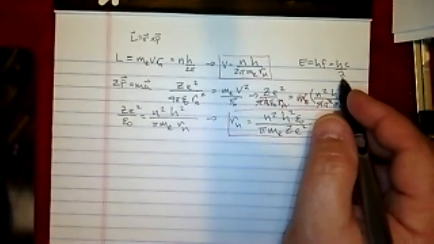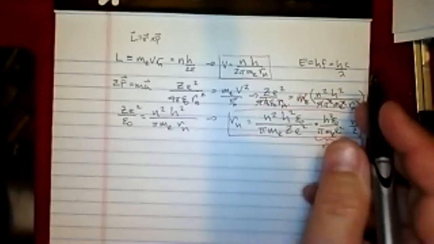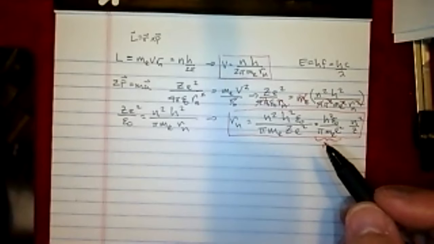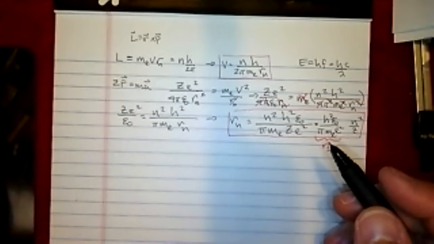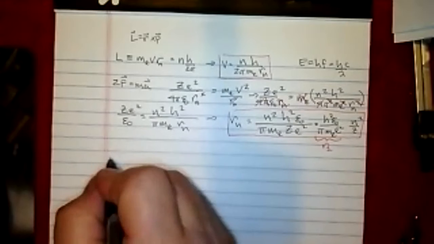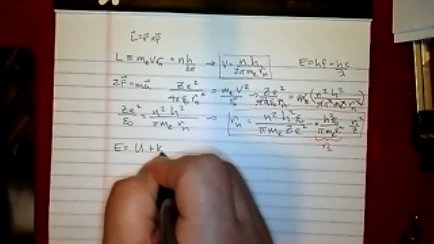And hopefully that will actually work out. So that's what we're trying to do here. So we're trying to figure out that, but now that I know V and Rn, I've got to actually calculate the energy of the actual atom in that state. So we know that energy is equal to potential energy plus kinetic energy.